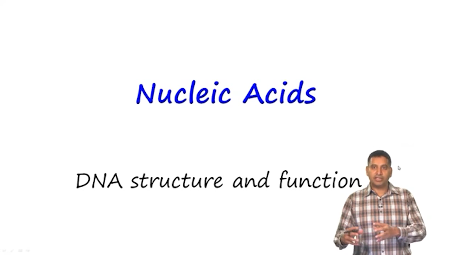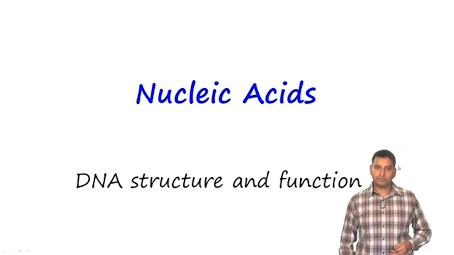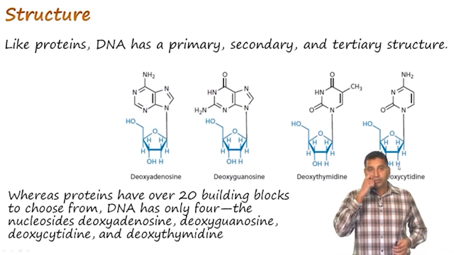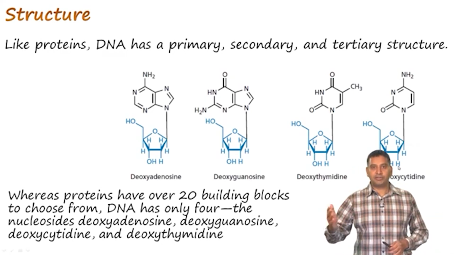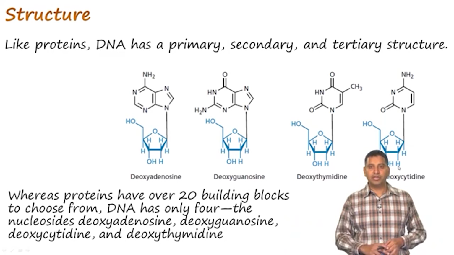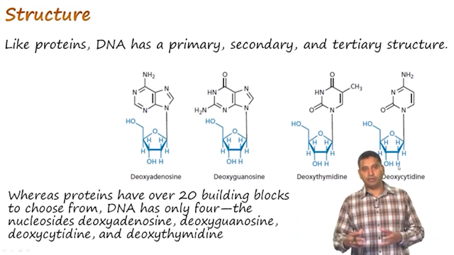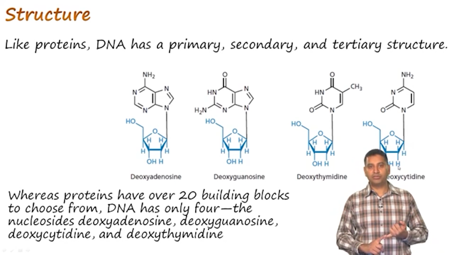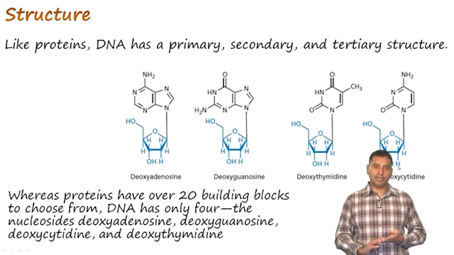So, in order to understand the entire functioning, we need to learn a little bit about the basics of nucleic acids. Much like proteins, which we have looked at previously, DNA also has primary, secondary and tertiary structures. While proteins have about 20 building blocks, which are 20 amino acids, DNA has only 4, that is deoxyadenosine, deoxyguanosine, deoxycytidine and deoxythymidine, the structures of which are shown on the slide.